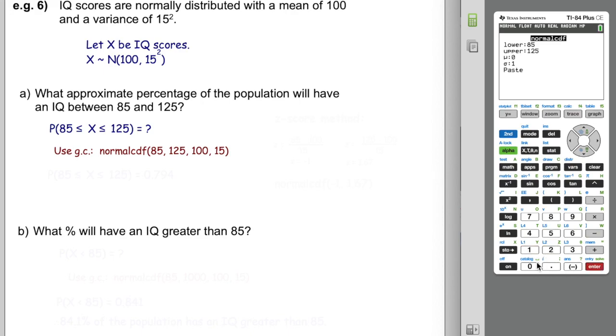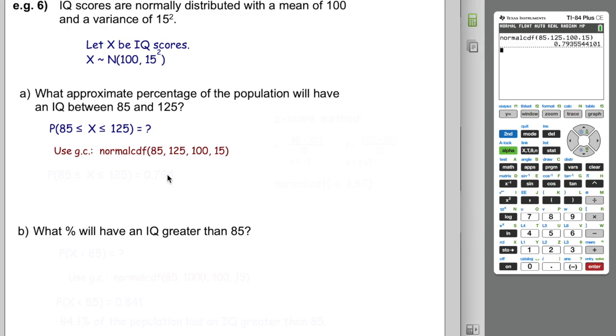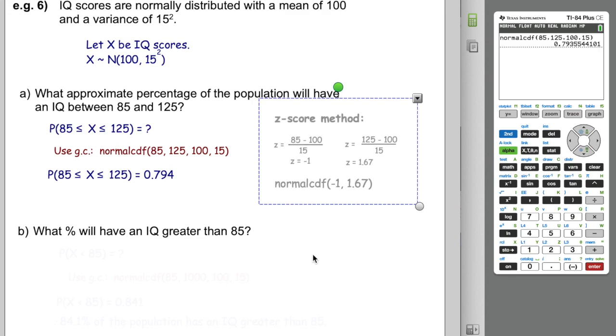And then the mean is 100. And then standard deviation is 15, which gives us a probability of 0.794. Okay.